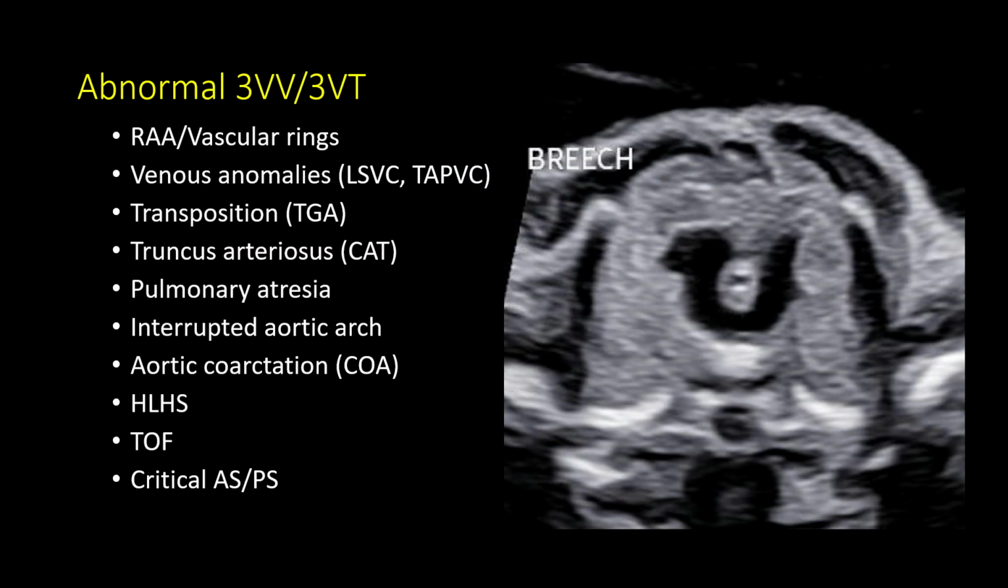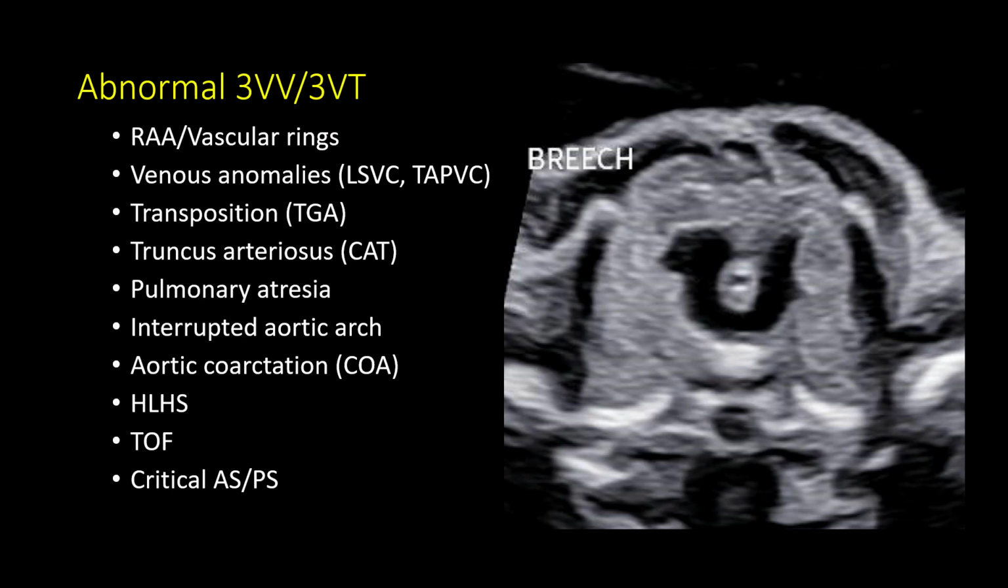So now this is a list of just a smattering of the things that you can see in this 3-vessel tracheal view that may be abnormal. There are more than this, but this is the main list of the most critical things that you can see, starting with right aortic arch and vascular rings. This is an example of a right arch with a left ductus. You can see the trachea in the middle there, and that is a vascular ring.